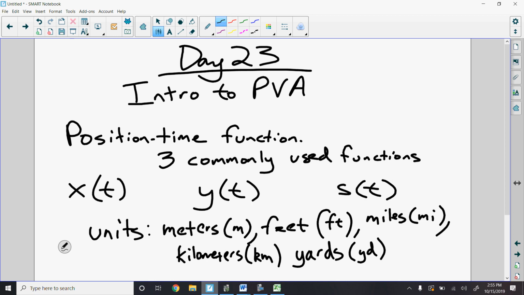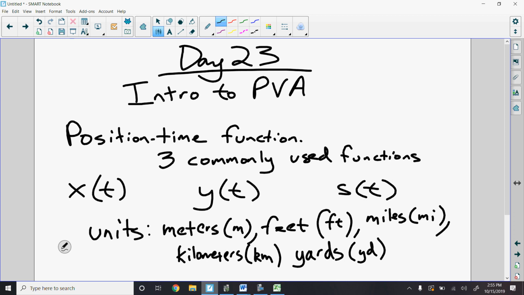And again, that just gives its position in reference to some kind of origin point. So if you get a position of 3, that's going to mean 3 meters to the right of the origin or up from the origin. We will get positive and negative numbers here for position.